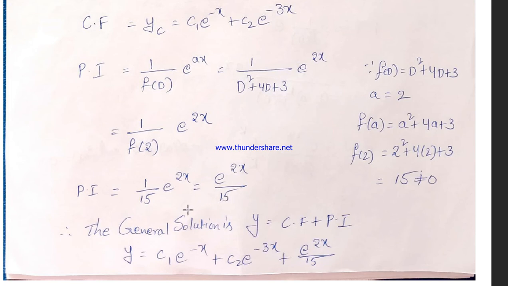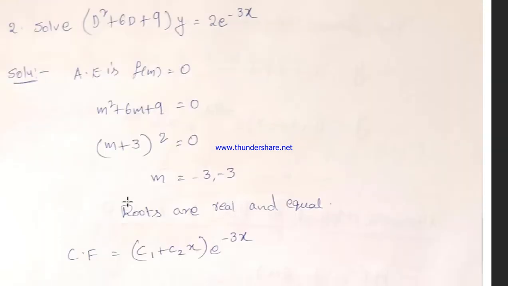So finally you should write the general solution. y is equal to complementary function plus particular integral, that is y is equal to c1 e power minus x plus c2 e power minus 3x plus e power 2x by 15. So this is our required general solution of higher order, means second order differential equation.